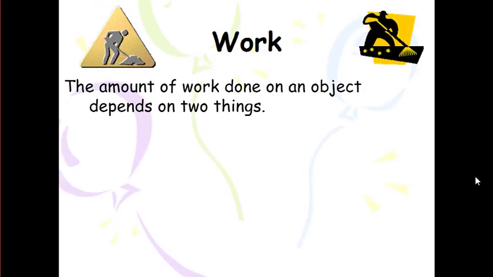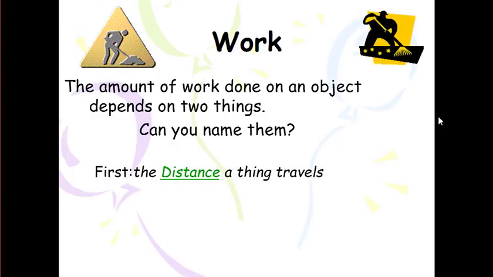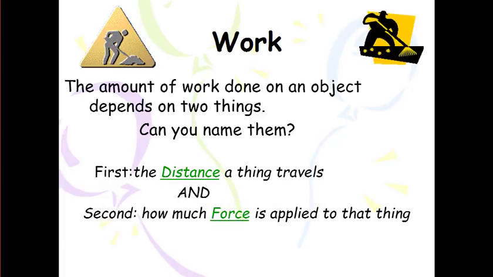Work is based on two things. The amount of work done on an object depends on two things. Got any idea? Can you name them? We've talked about this a little. Something has to move, so distance is a part of it, and there has to be force applied. So how much work is done on a thing depends on distance and force.